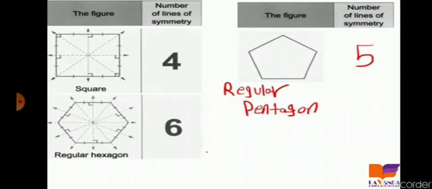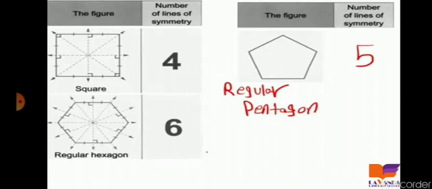Remember, a pentagon is a polygon that has 5 sides. Pentagon, 5. Hexagon, 6. The number of lines of symmetry is 6.